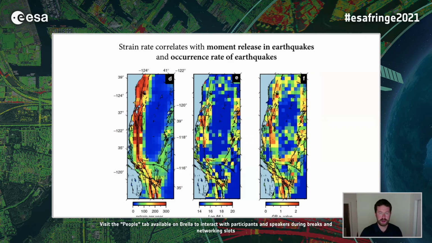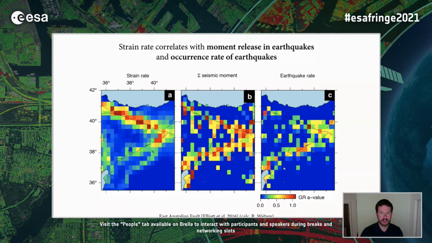You can see that the three are spatially correlated pretty well. And then this is an example from nearer to our region, from within our region, from the North Anatolian, East Anatolian fault junction. You can see the strain rate from geodesy here, the total earthquake rate in each of these bins, and the total sum seismic moment in the middle. And again, they're all spatially correlated.